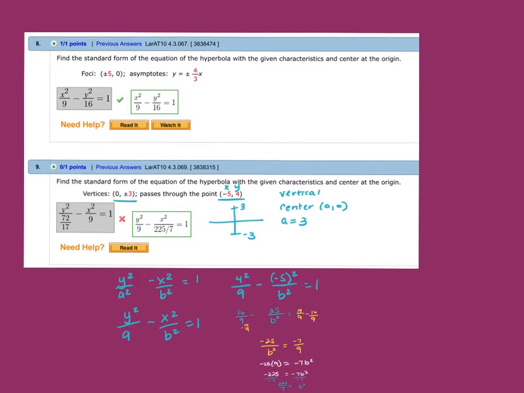And then that goes into your equation. So y squared over 9 minus x squared over 225 over 7 equals 1. Oh, I accidentally put the b squared under the y. Gotcha. Okay.